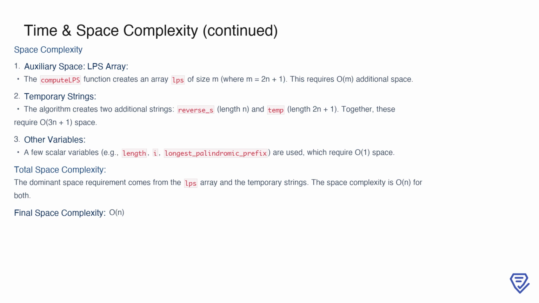Additionally, the algorithm creates two temporary strings, reverse_s, which stores the reversed version of s, and temp, which combines s, the delimiter, and reverse_s. Together, these strings contribute O(3n plus 1) space, which simplifies to O(n). Apart from these, only a few scalar variables, such as length, i, and longest_palindromic_prefix, are used, and their space usage is constant, or O(1). When we combine these factors, the total space complexity of the algorithm is dominated by the LPS array and the temporary strings, resulting in a final space complexity of O(n).